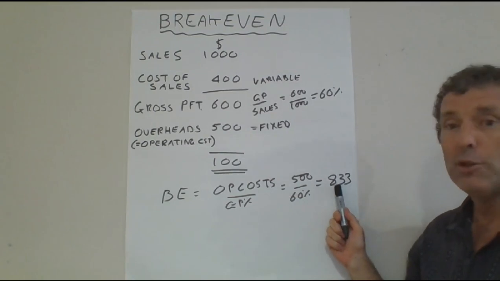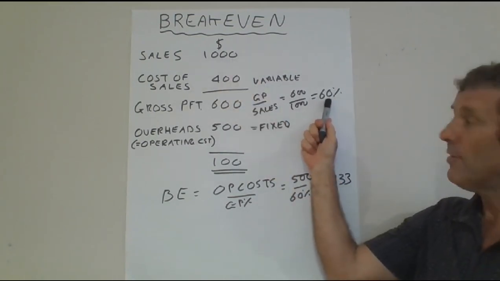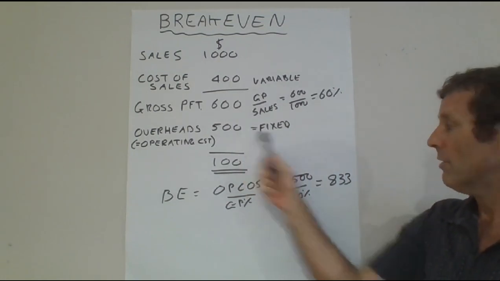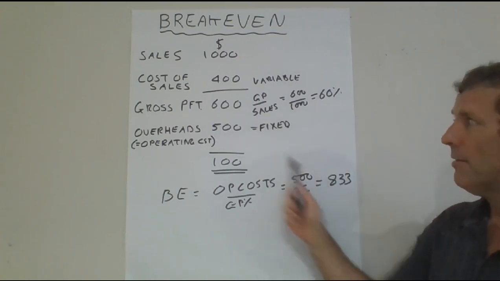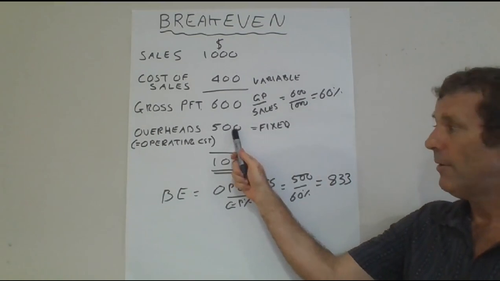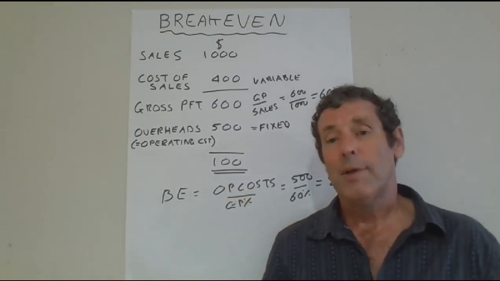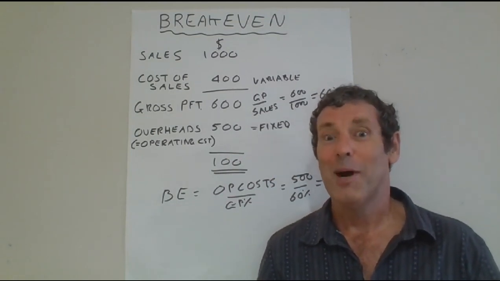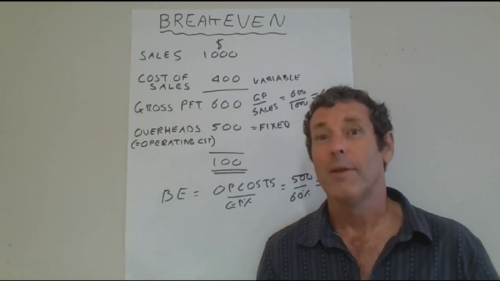We can check that because we know that for every dollar of sales, 60%, or 60 cents, is going to be available to cover our fixed cost. You multiply 833 by 60%, you're going to get $500, which will exactly cover your overheads and make zero profit. So that's how you calculate your break-even point, and in another video I'll explain to you how you can use it to help make decisions about profitability in your business.